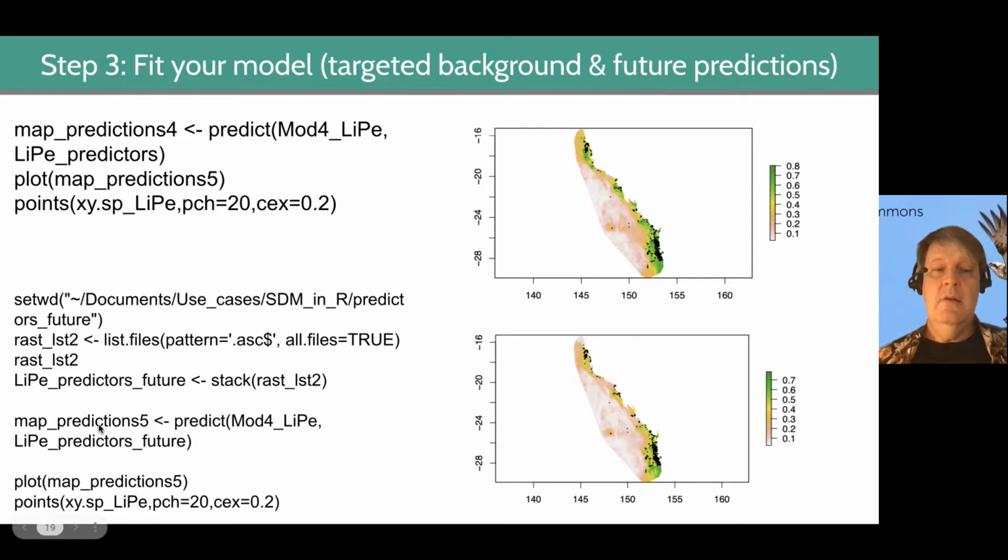And then we're just going to use that model object that we've created up here, and we're going to predict into that raster stack. And this is the map that we're going to get. And we can see that it looks like there'll be a slight contraction in the amount of suitable habitat for this frog in the future. How sure are we of that? We'll talk about that in the next module. But certainly it looks like in the future you might have fewer frogs around in Queensland.